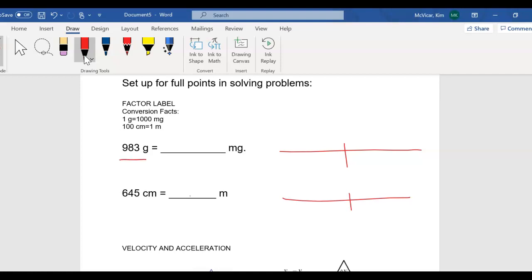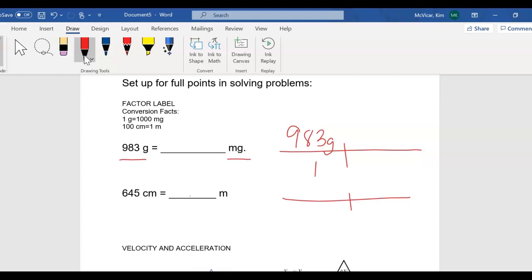Remember that we start with putting the given value over 1. Make sure that you leave the units all the time. The only time you don't have units in this kind of problem is with that placeholder of 1 that's in the numerator with the given value.